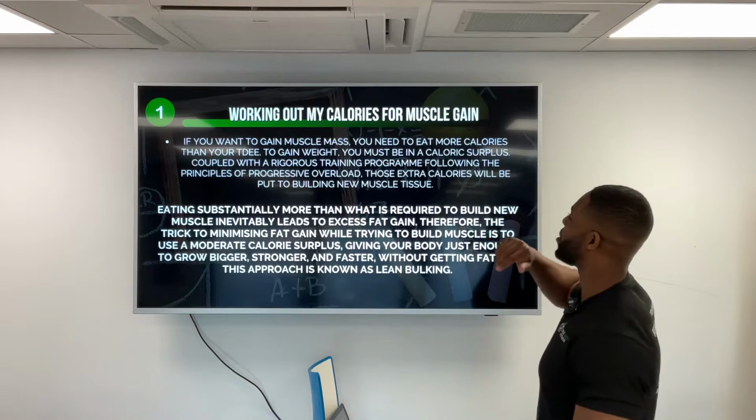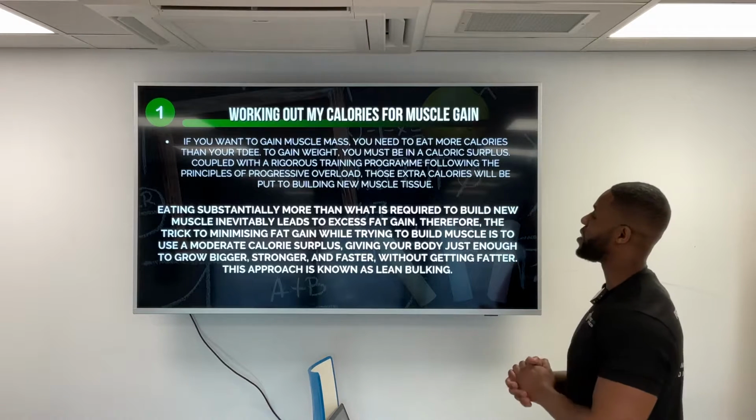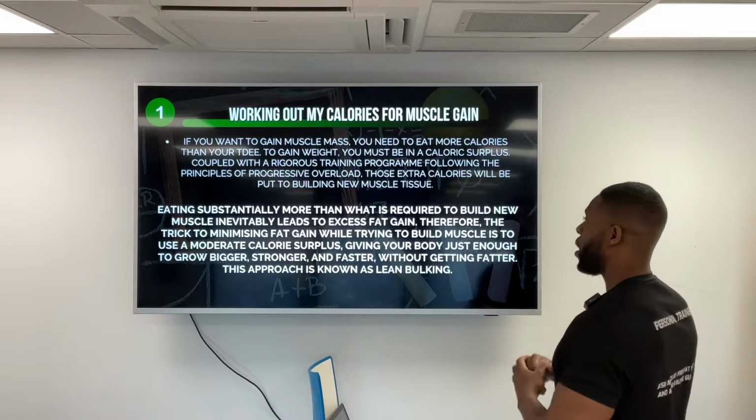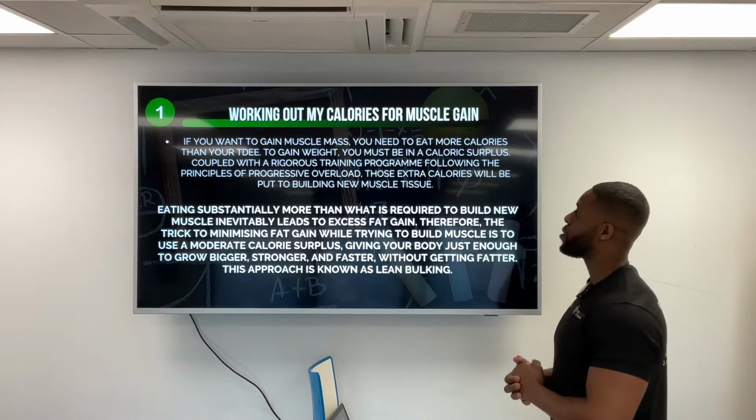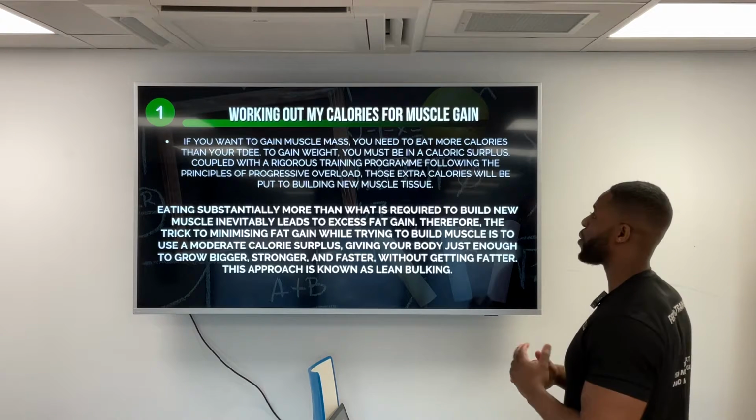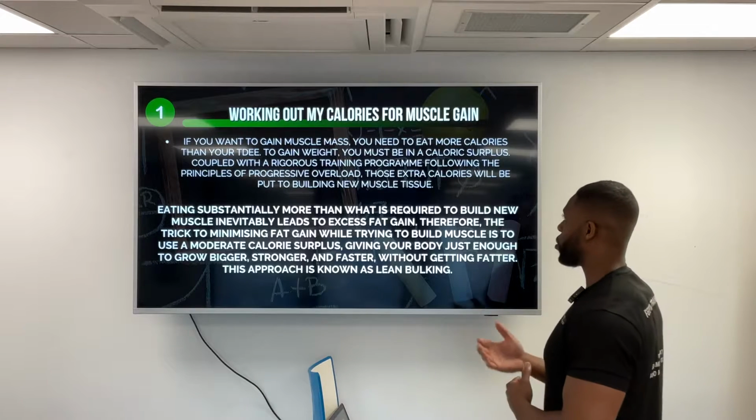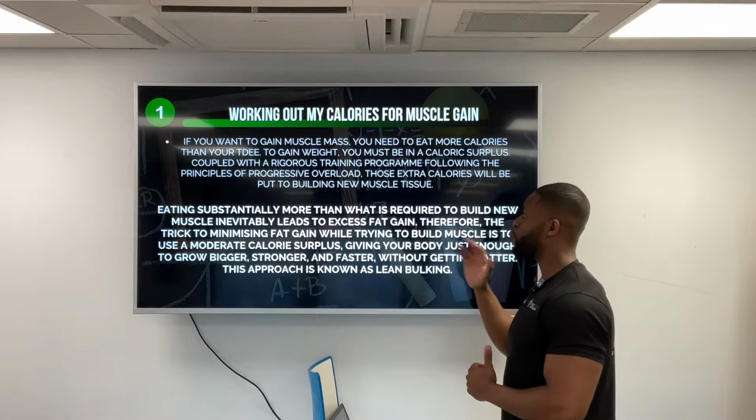So if you want to gain muscle mass, you need to eat more calories than your total daily energy expenditure. To gain weight, you must be in a calorie surplus, coupled with a rigorous training program following the principles of progressive overload. Those extra calories will be put to building new muscle tissue.